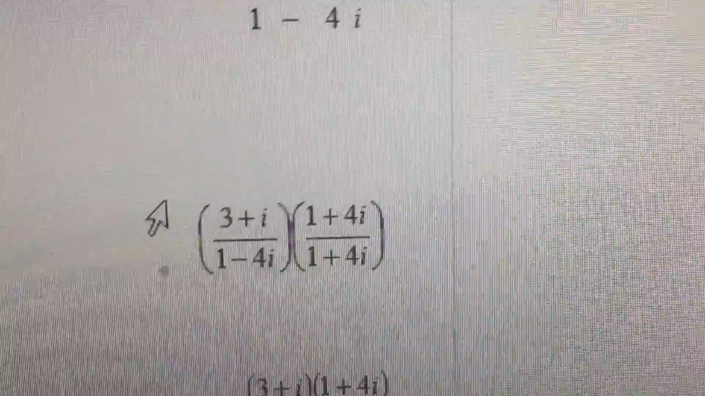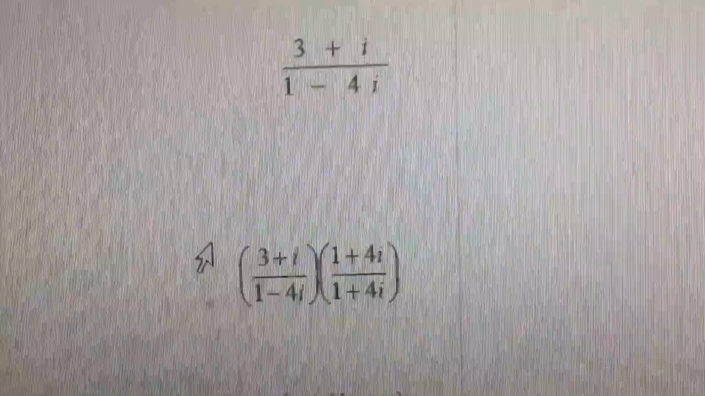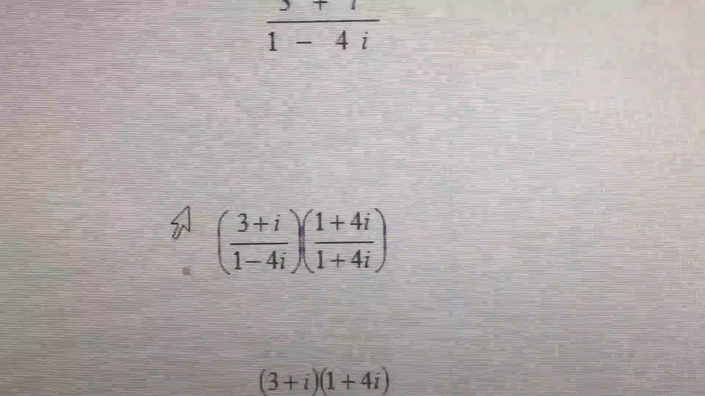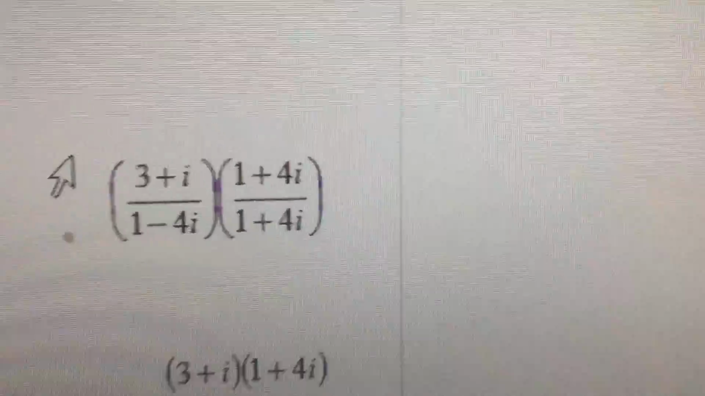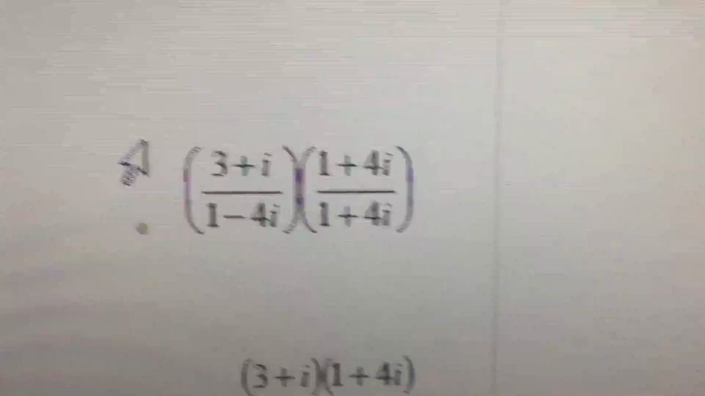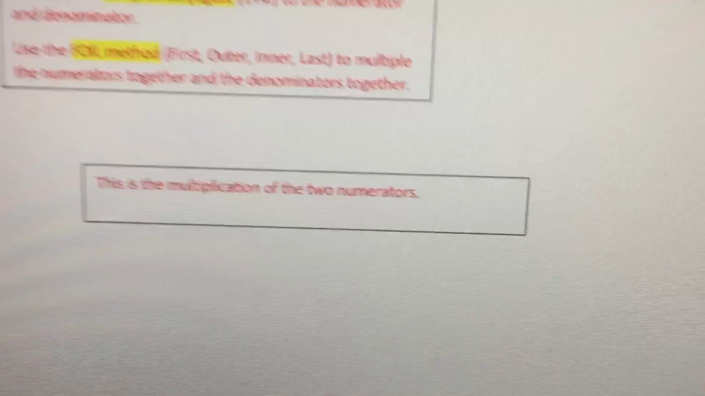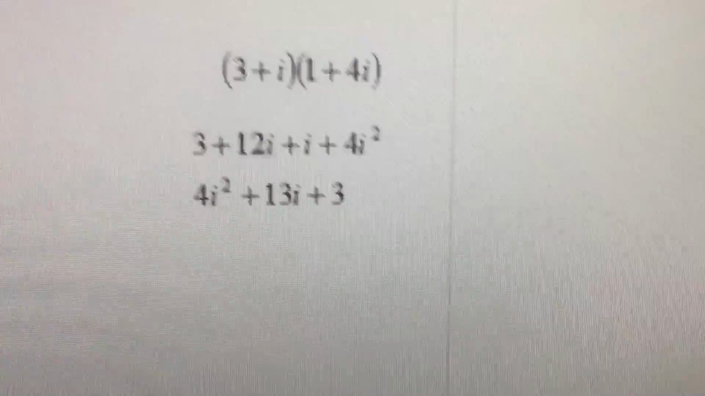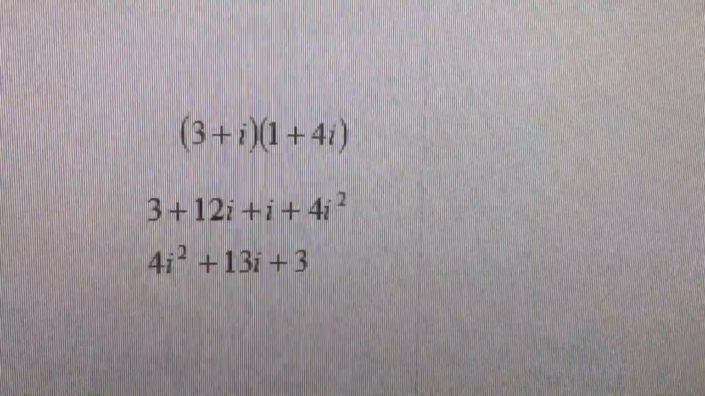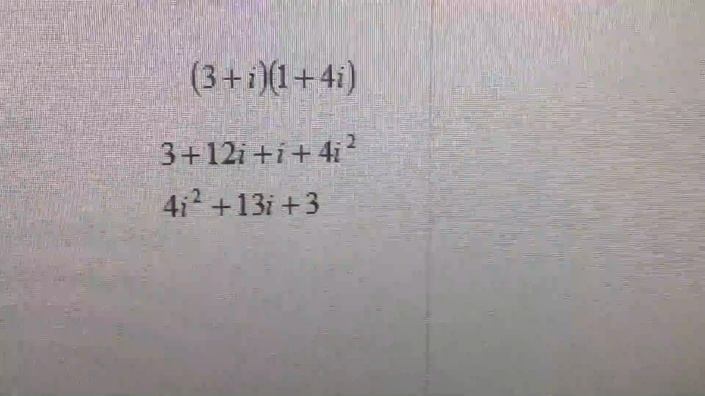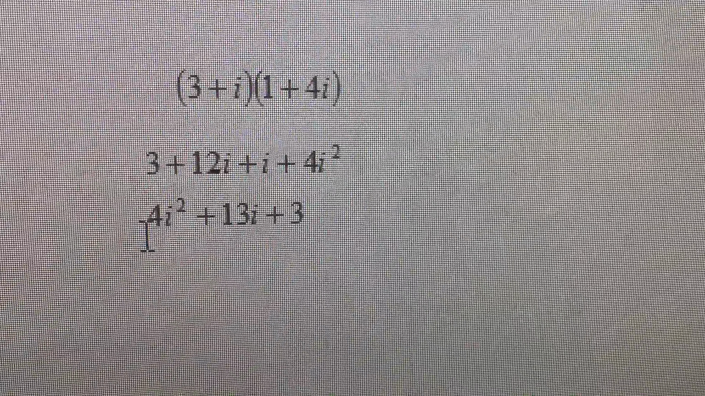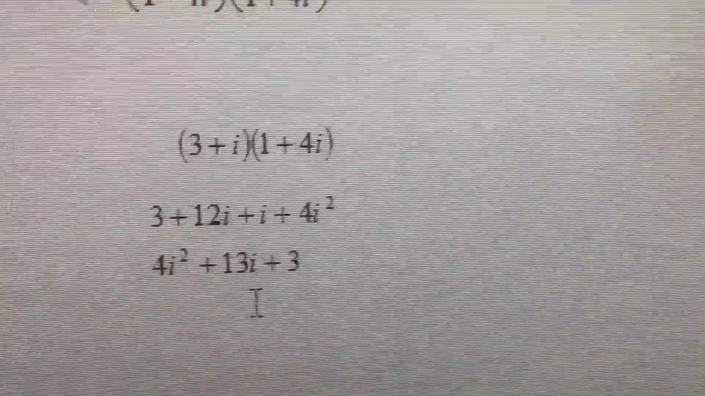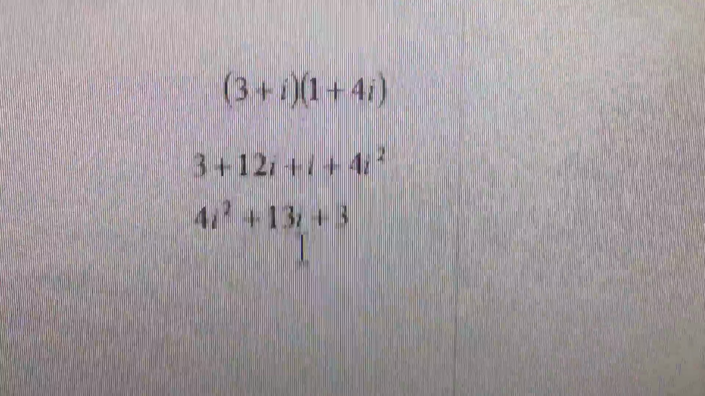As I was saying, we do 3 plus i over 1 minus 4i, and we multiply by the conjugate 1 plus 4i by using the FOIL method, first, inner, outer, last. This is the multiplication of the two numerators right here. So we have 3 plus i times 1 plus 4i, which would equal 3 plus 12i plus i plus 4i squared, and then we get 4i squared plus 13i plus 3 as that answer.